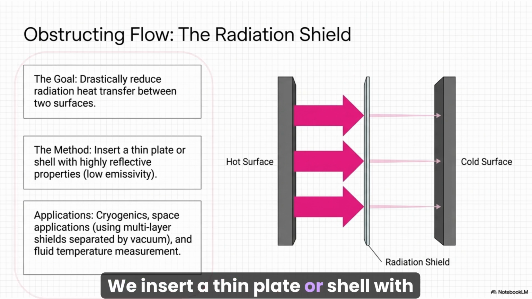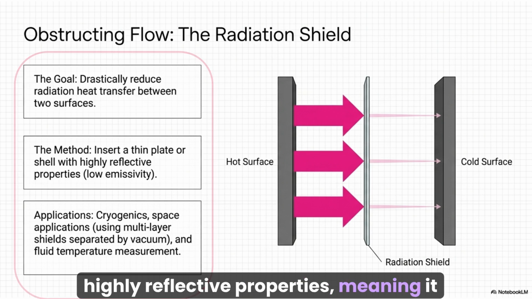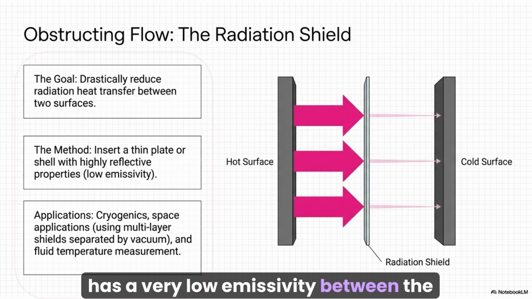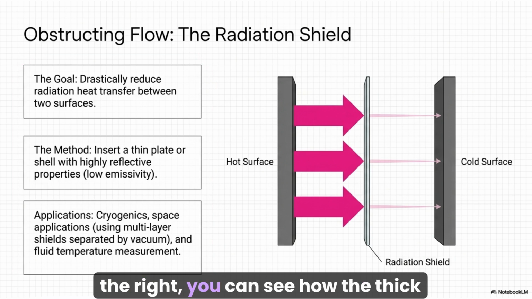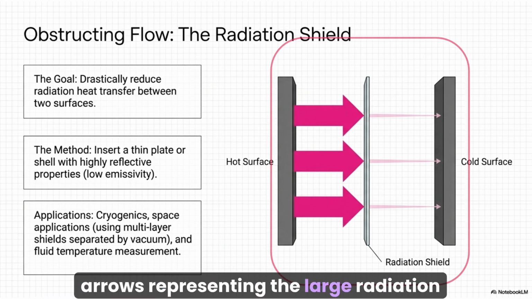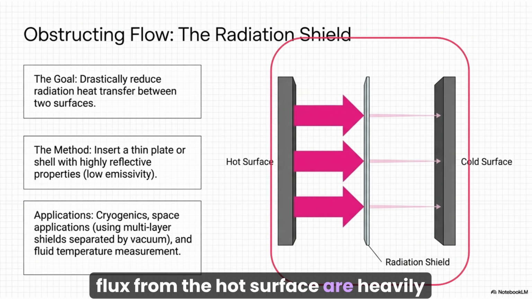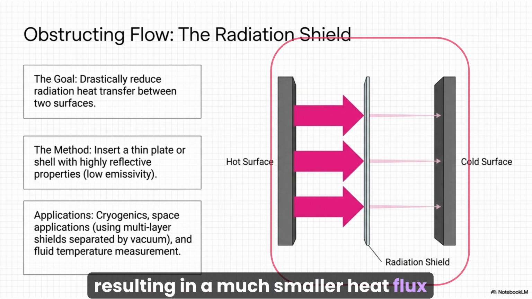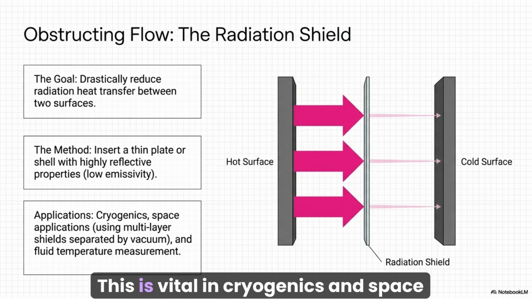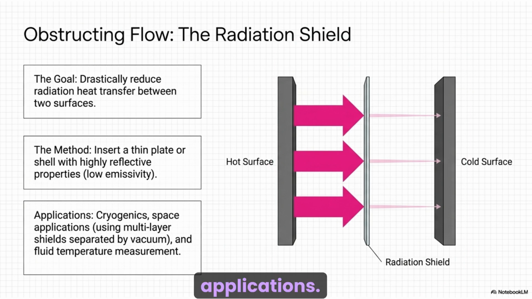We insert a thin plate or shell with highly reflective properties, meaning it has a very low emissivity, between the hot and cold boundaries. If you observe the physical diagram on the right, you can see how the thick arrows representing the large radiation flux from the hot surface are heavily attenuated as they pass through the shield, resulting in a much smaller heat flux reaching the cold surface. This is vital in cryogenics and space applications.